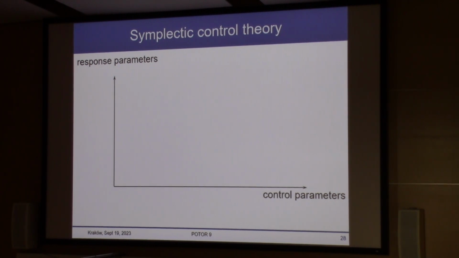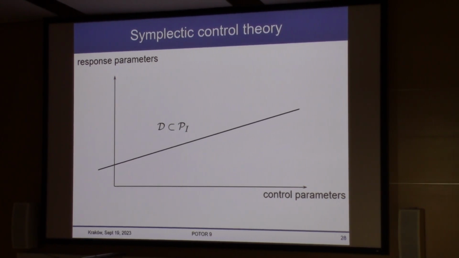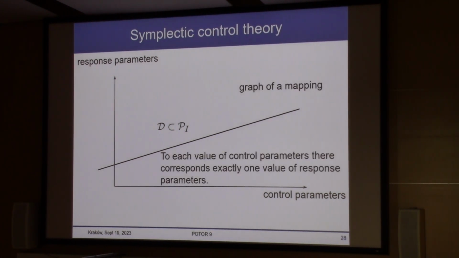Now, the physics in this view is described as a control-response relation. However, the choice of control and response parameters is not unique. Sometimes the choice is such that the control-response relation is a function, which means that it may be a graph of a mapping from control to response parameter.